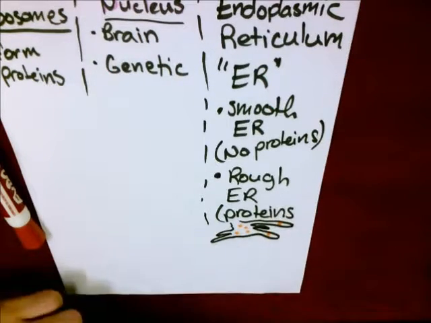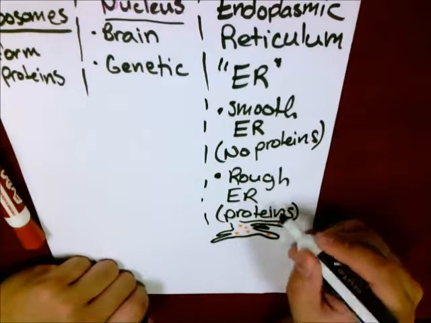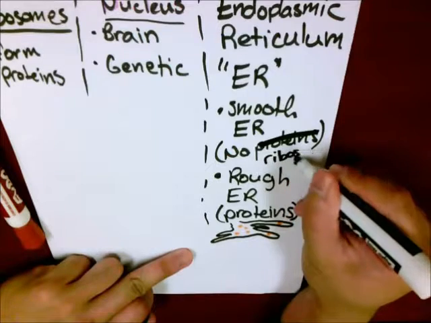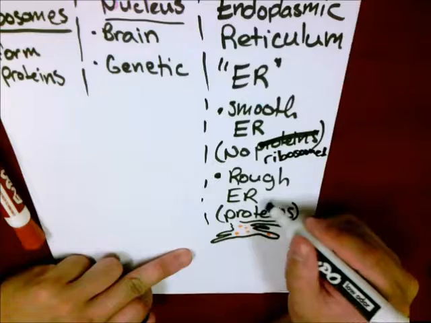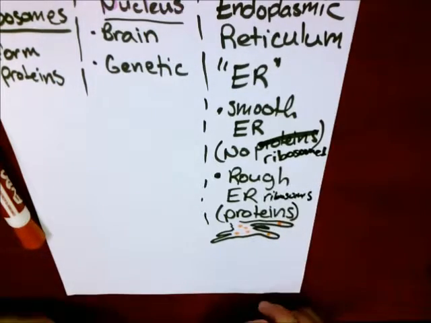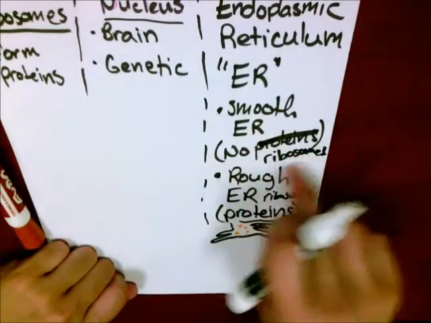So the rough ER builds proteins, all right? That's what it builds, and it has ribosomes. The smooth ER has no ribosomes, and the rough ER creates proteins through the ribosomes. That's hard to see, but you get the idea. So rough ER has ribosomes. Smooth ER does not have ribosomes.